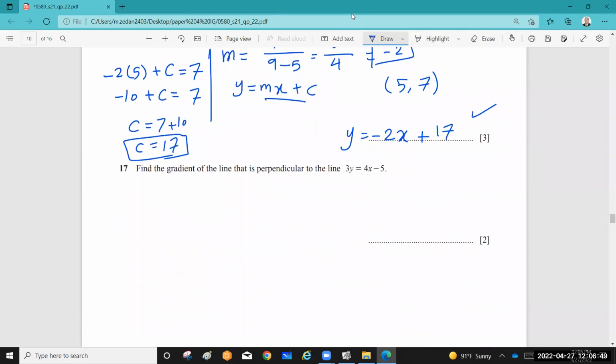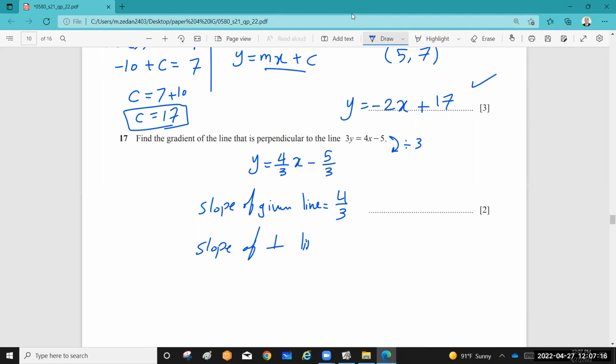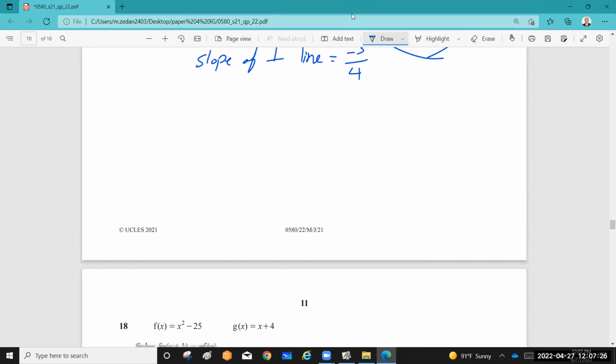Number 17. Find the gradient of the line that's perpendicular to this line. You can rewrite it by dividing by 3 to get the slope y-intercept form: y equals 4 over 3 x minus 5 over 3. The slope of the given line is 4 over 3, so the slope of the perpendicular line is -3 over 4. To find the slope of a perpendicular line, you do two things: flip the fraction and then change the sign.